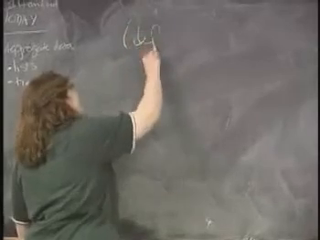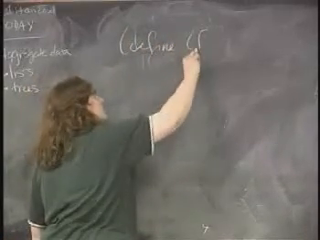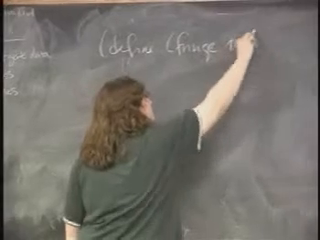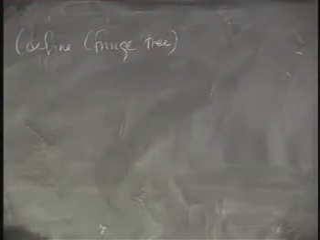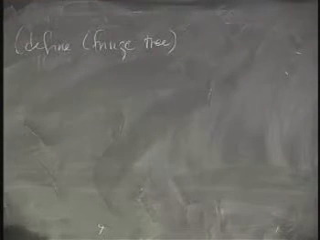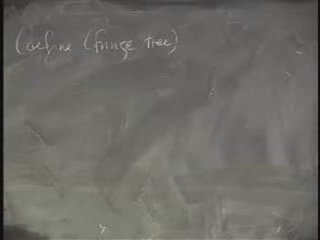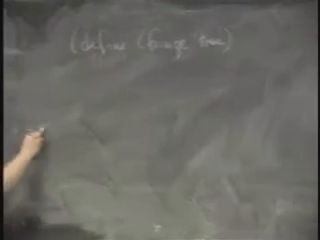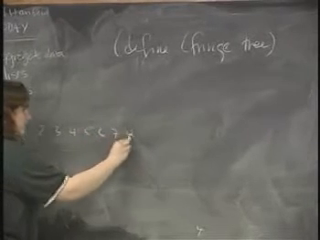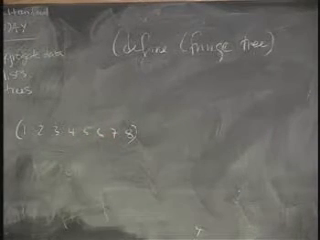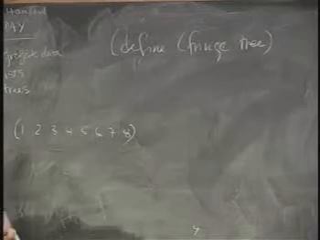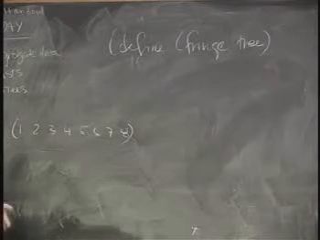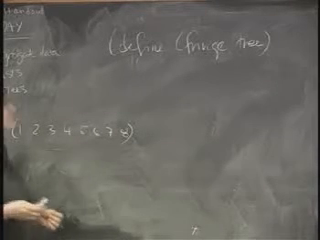So, define fringe tree. Okay, so if given the tree that I just erased, I believe it had 8 elements, I would want to return this. That's what I want returned. A list containing the values of all of my leaves. So we could just sort of flatten our tree that way by returning the fringe.